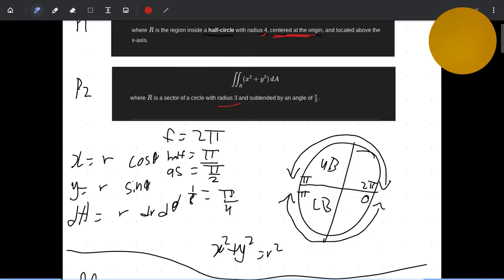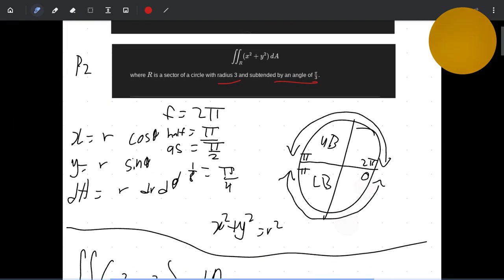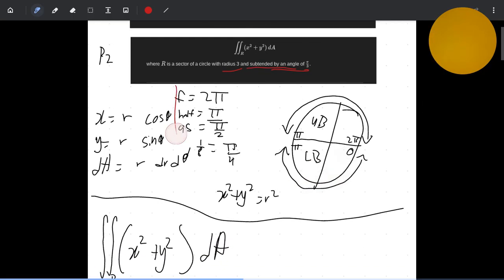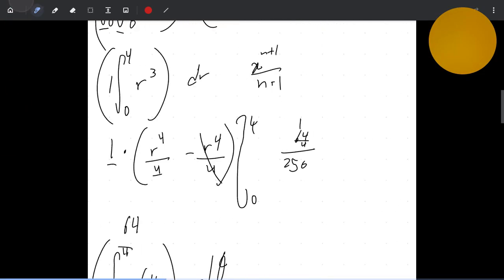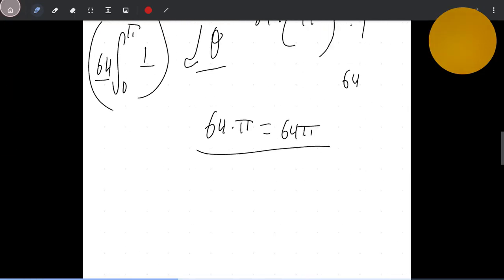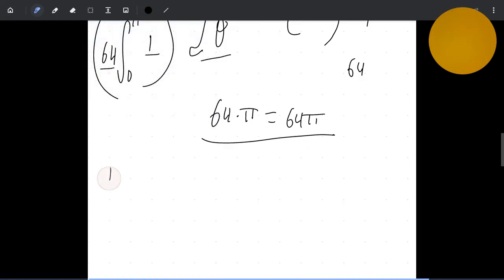It's subtended by the angle of pi over 3. So when it says subtended by the angle of, you don't need to include any of these. You don't need to include them, no need, because the angle is already given to us. So the radius is 3, and the angle is a third of pi. So I'm just going to write that down. R is equal to 3, and A is equal to a third of pi.